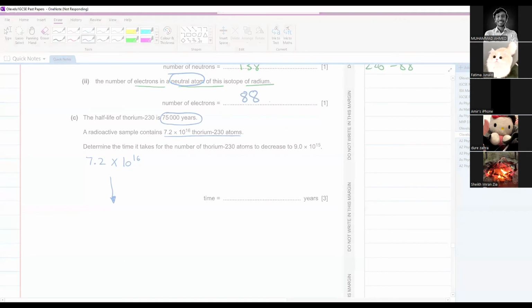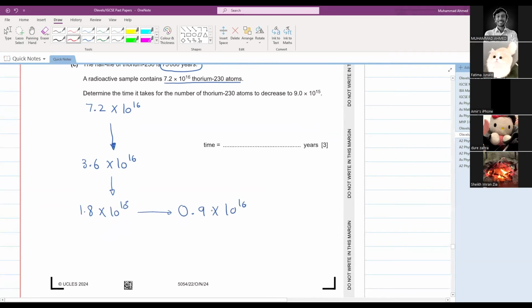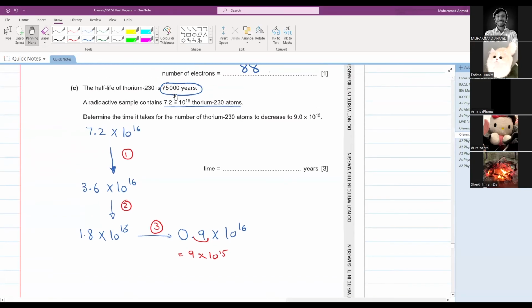After another half-life, this will halve again: 1.8 into 10 raised to the power of 16. After another half-life, it halves again, son: 0.9 into 10 raised to the power of 16. And if you realize, 0.9 into 10 raised to the power of 16 is the same as 9 into 10 raised to the power of 15. So how many half-lives have elapsed? 1, 2, 3. What was the time of one half-life? 75,000 years. What will be the time for three half-lives?